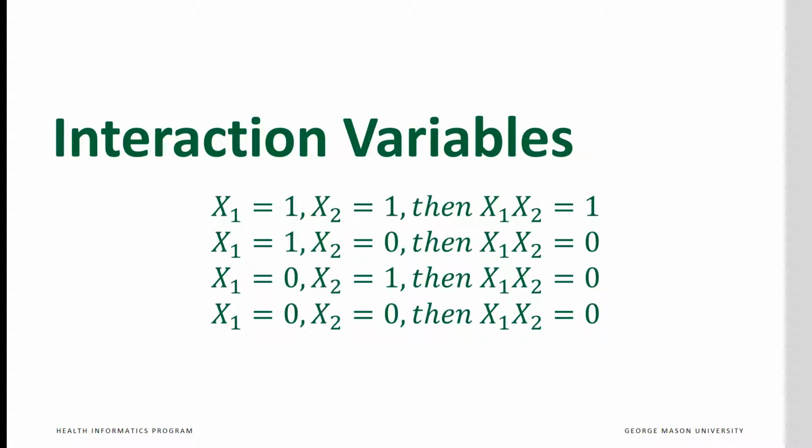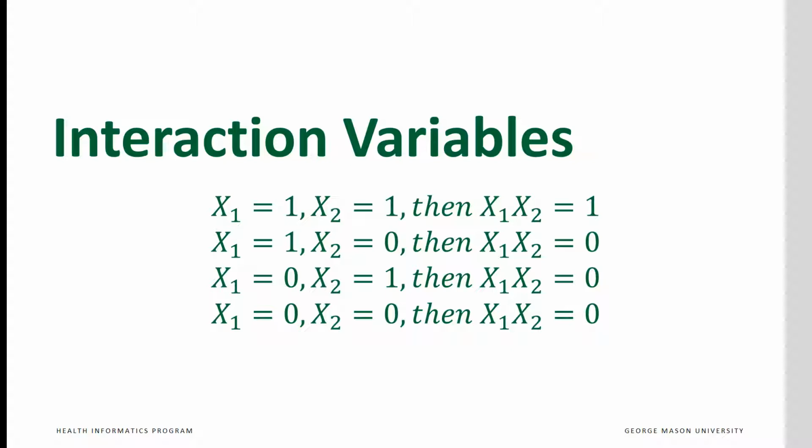For example, consider 2 binary variables where when the variable is present, it is coded as 1 and 0 otherwise. The product of 2 binary variables is another binary variable which is 1 when both variables are present and 0 otherwise.